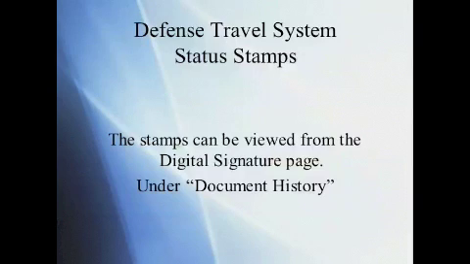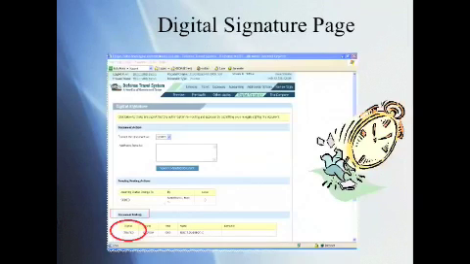The stamps can be viewed from the digital signature page under Document History. Here's the digital signature page, there's the document history, and there's the status. As you can see from this travel claim status, it is only created, which means it has not been signed yet. I will describe the 11 status codes as the training continues.